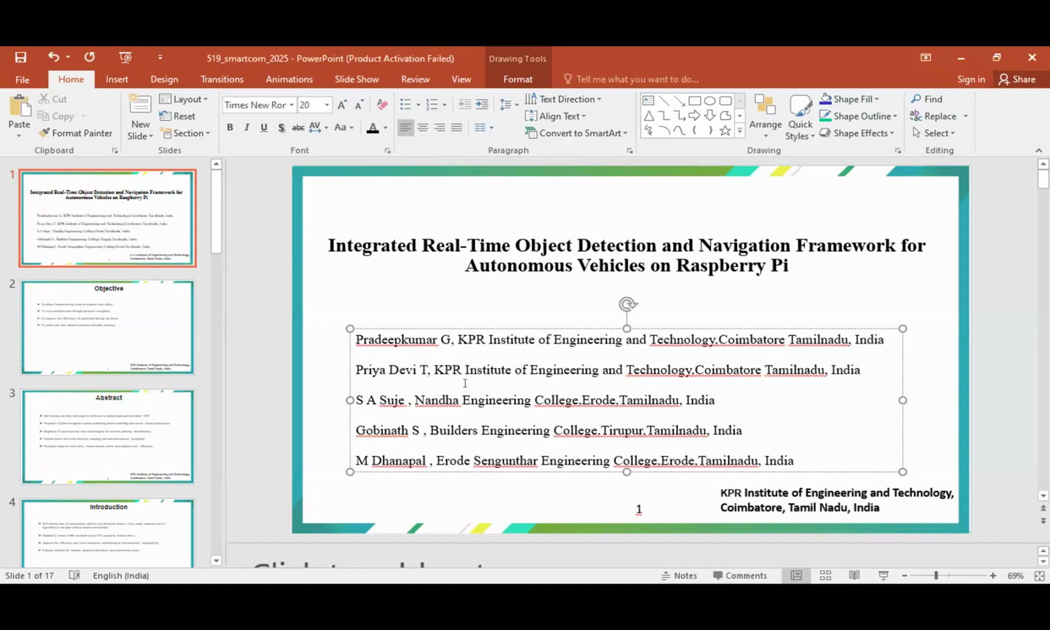My paper title is Integrated Real-Time Object Detection and Navigation Framework for Autonomous Vehicles on Raspberry Pi. Authors are Pradeep Kumar Ji, Priya Devi, Suji, Gopinath and Dhanapal.